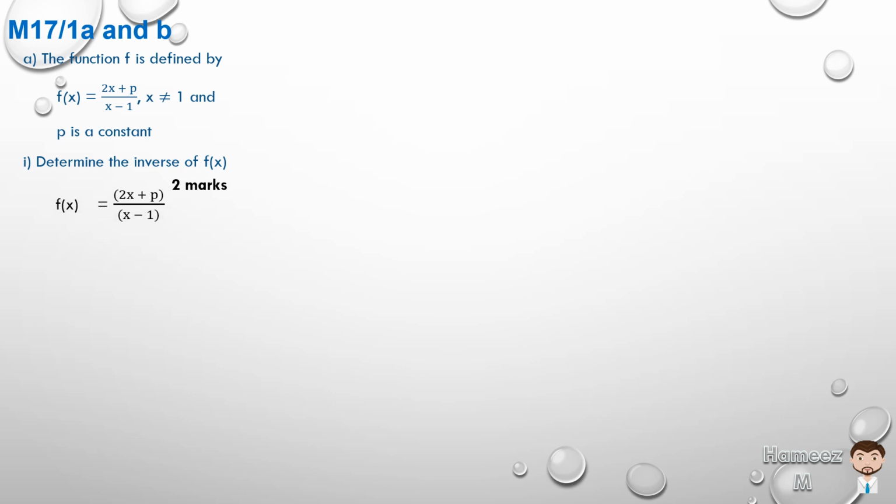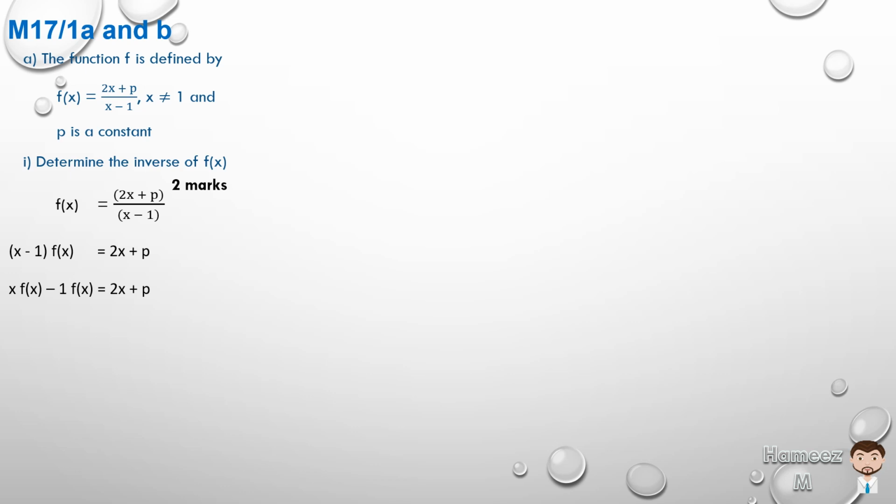f of x is equal to 2x plus p all over x minus 1. So we can begin by putting brackets around the numerator and denominator, as it seems to help students who are confused. And what we want to do is make x the subject of the formula. So we can move the denominator across. So it's going to give us (x minus 1) in brackets multiplied by f of x is equal to what is left on the right hand side, 2x plus p. And we can expand the brackets, so it gives us x by f of x minus 1 by f of x is equal to 2x plus p.